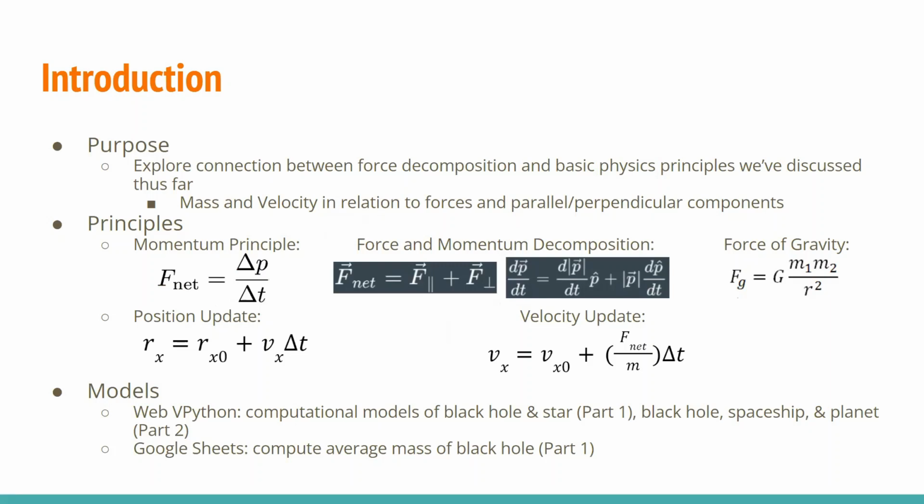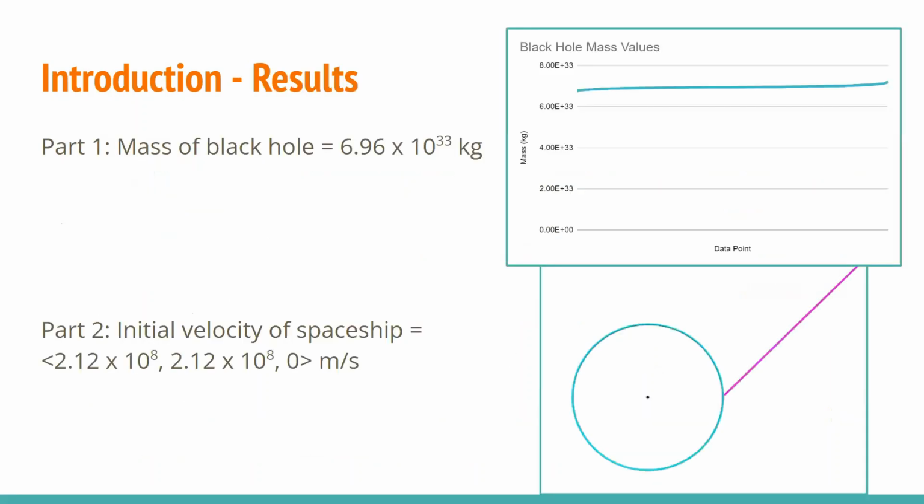For Lab 3, I used Python to create the computational models for Part 1 and Part 2. I also used Google Sheets in Part 1 to calculate the average mass of the black hole and to generate a graph showing the different mass values generated by the Python model. For Part 1, I ended up calculating the average mass of the black hole to be 6.96 times 10 to the 33 kilograms, and the graph on the right shows the different values of mass for each data point throughout the star's trajectory around the black hole.